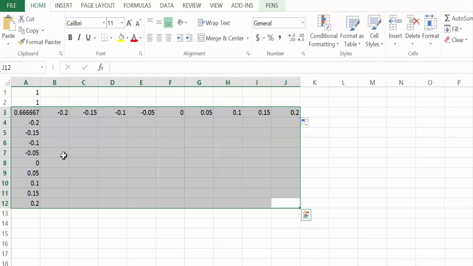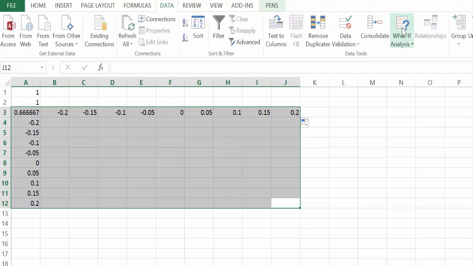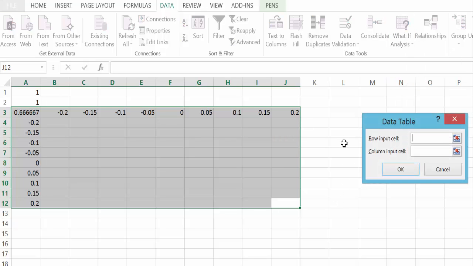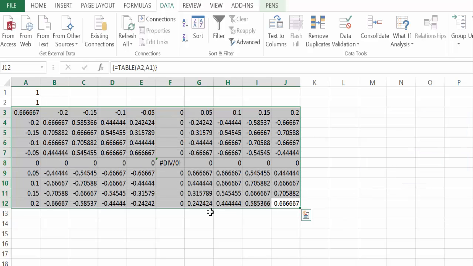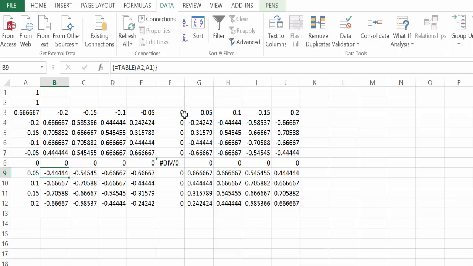Highlight everything except the 1 and the 1, and then go to Data, What-If Analysis, and then Data Table, and then make the row input cell A2, it has to be actually A2 to get this right, and then A1 for the column input, and hit OK. And this looks good.